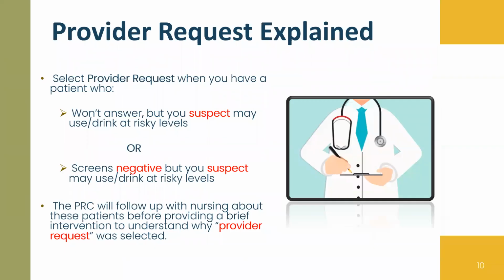There is screening criteria identified as provider requests. This should be used by nursing if a patient will not answer the screening questions and the nurse or provider suspects the patient may use or drink at risky levels. This criteria may also be used if a patient screens negative on the adult expert screening and you as the provider suspect the patient may use drugs or drink at risky levels. You should tell your nurse this criteria should be entered if you would like a peer to consult with the patient.